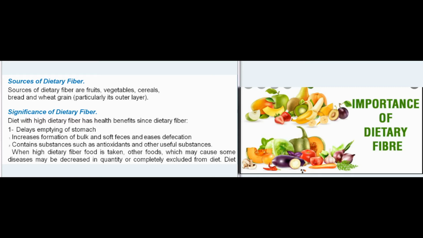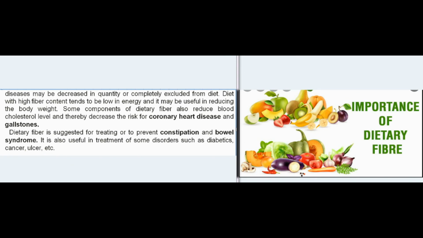Significance of dietary fiber. A diet with high dietary fiber has health benefits since dietary fiber, 1. Delays emptying of stomach, increases formation of bulk and soft feces, and eases defecation. 2. Contains substances such as antioxidants and other useful substances. 3. When high dietary fiber food is taken, other foods, which may cause some diseases, may be decreased in quantity or completely excluded from diet. A diet with high fiber content tends to be low in energy, and it may be useful in reducing the body weight.